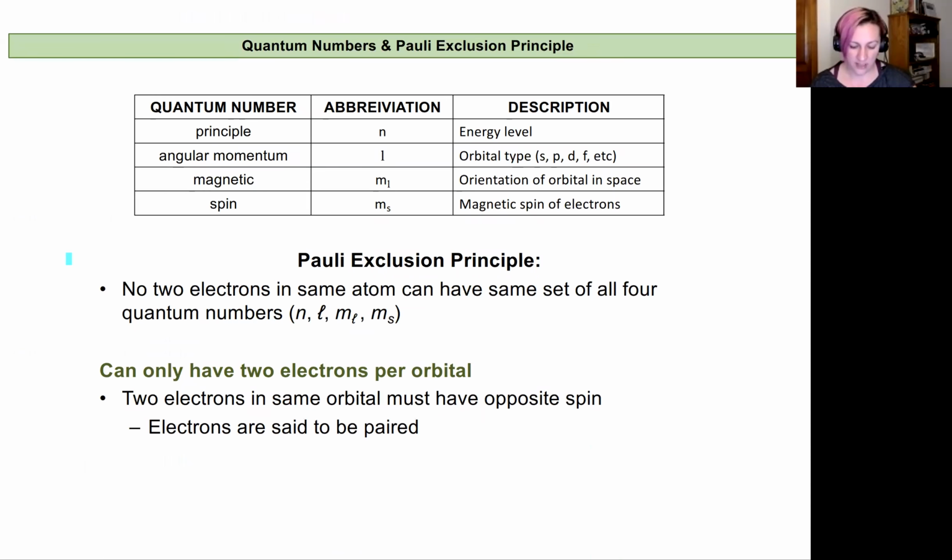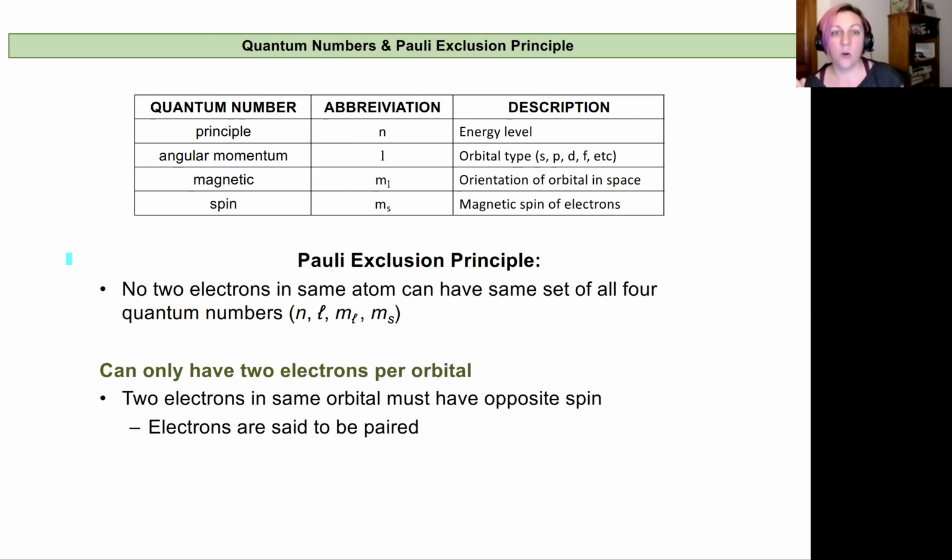So, reminder, here are our quantum numbers. There are abbreviations and a description of what they are. Our principal quantum number n is our energy level. Our angular momentum quantum number L is our orbital type, s, p, d. Our magnetic quantum number is m sub L, and that's the orientation in space, where it lines up on the xyz plane.